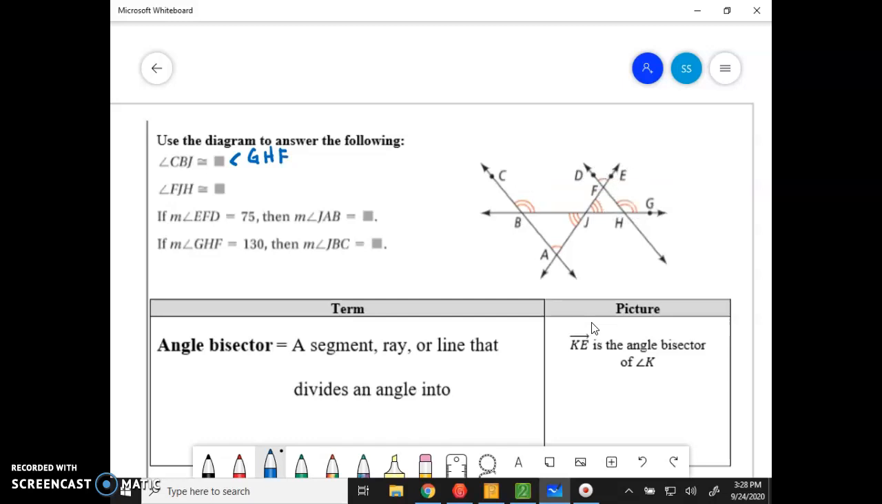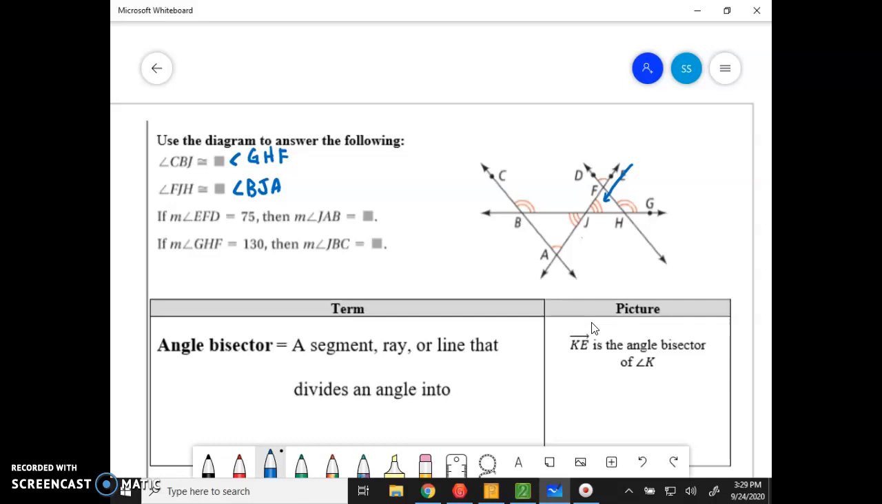Erase those. Angle FJH. Okay, it looks like this little angle in here, FJH, is congruent with what other angle? It looks like this one has three markings. We need to look over here. There's three markings. So angle FJH is congruent with angle BJA. You could also say AJB, but what's important is that J is in the middle because that's the vertex. Okay? All right. So that's one way you'll see these types of problems.